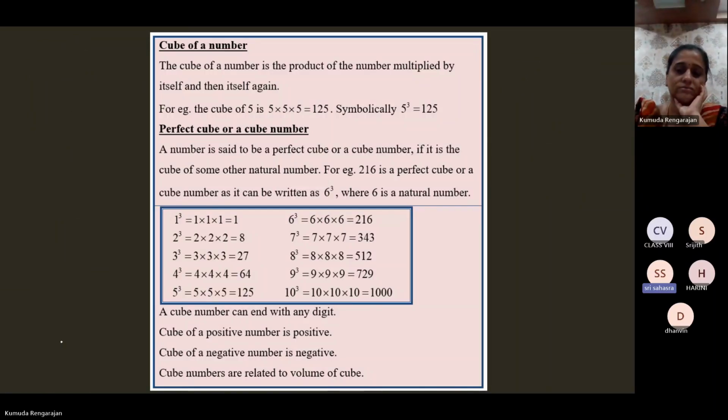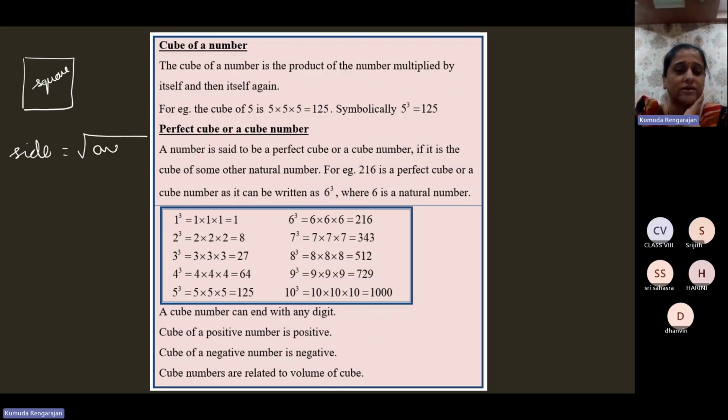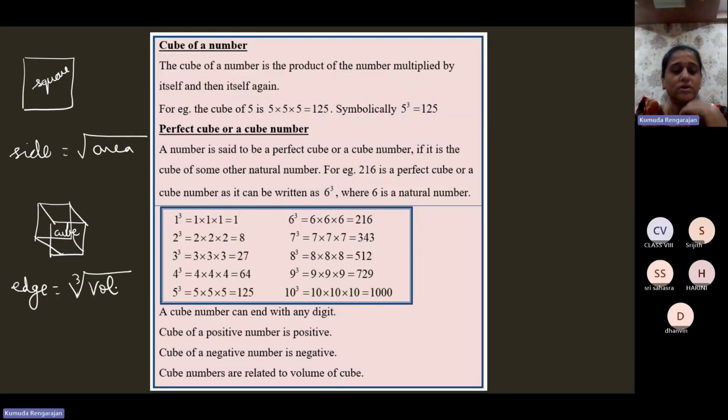Ma'am, could you repeat it? I didn't understand. Really? Okay. This is a square. Side of the square is equal to square root of area. This is a cube. Edge of the cube is equal to cube root of volume. If you find the cube root of volume, you will find the edge of the cube. If you find the square root of area, you will find the side of the square.